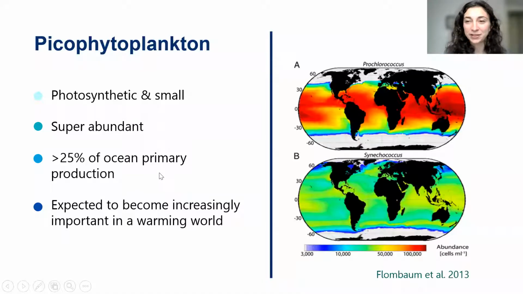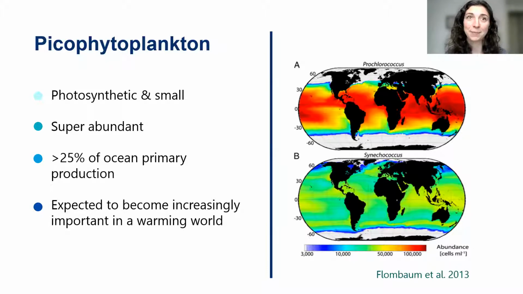This is a group of photosynthetic organisms that are classified by their small cell size. They tend to be 1 to 2 microns in diameter. And this includes some of the most abundant primary producers on the planet. The distributions of prokaryotic and Synechococcus are shown on the right here. You can see they're found almost all over the world at concentrations of tens of thousands of cells per milliliter. So the picophytoplankton are contributing greatly to global primary production.